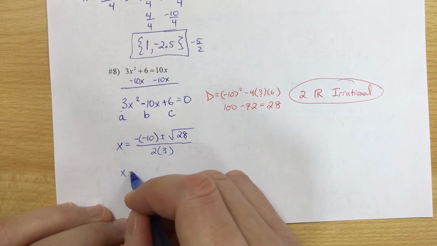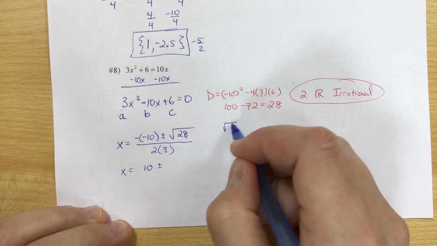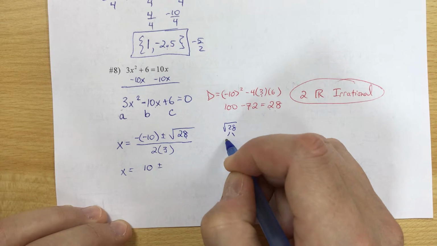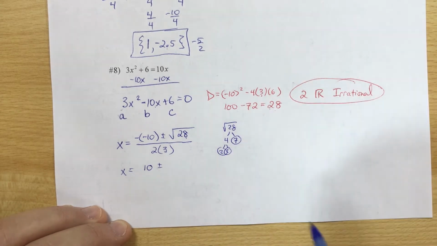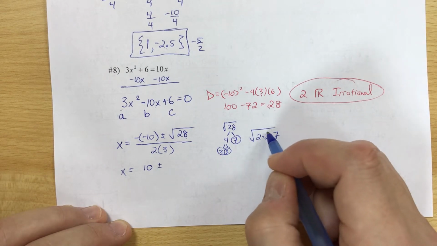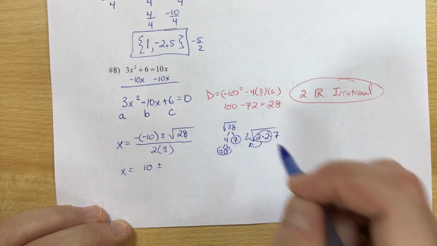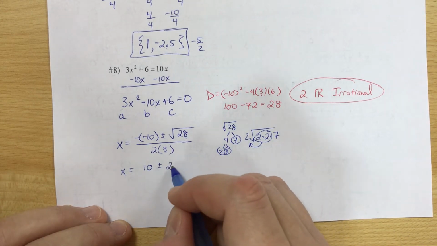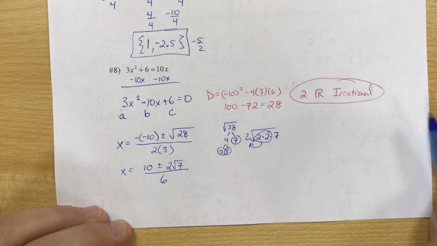Okay, so we get x equals, this is 10, plus minus, well, 28 is not perfect. Let's do a factor tree. 4 times 7, 7's prime, 2 times 2. Now we're looking to pull out pairs of identical numbers. Got a pair of 2's, that's 4. The square root of 4 is 2. And that's 2 square root 7, all divided by 6.